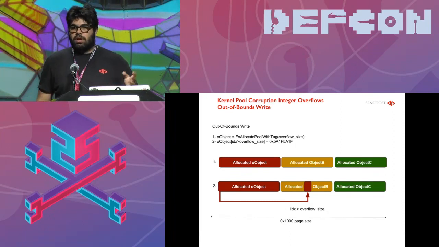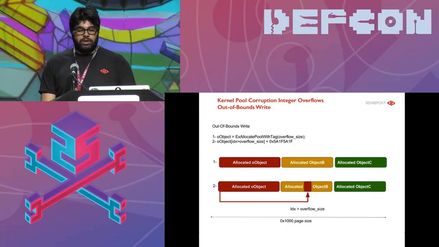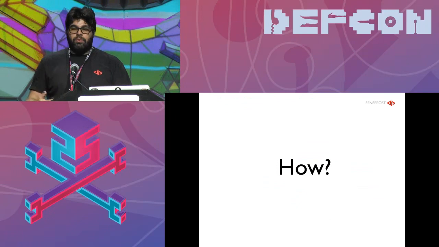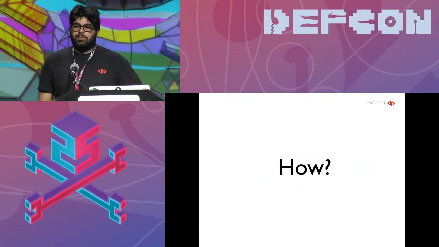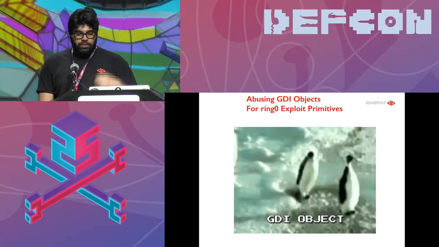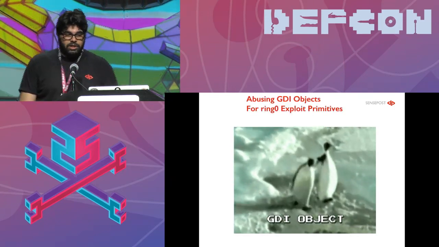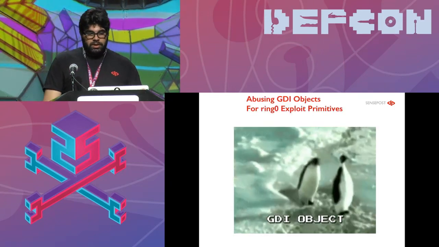Now, both of these, we'll see how we can exploit them when we get to the exploitation part of the one-days. And now I want to talk about how we are able to gain exploitation primitives out of these types of pool corruptions. And one of the things that I'm going to focus on is actually the abuse of GDI objects.